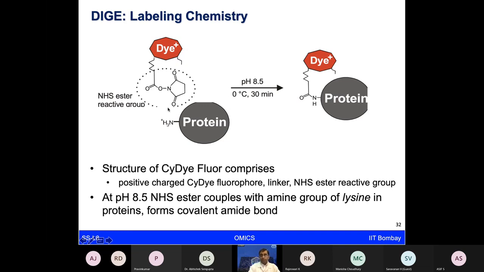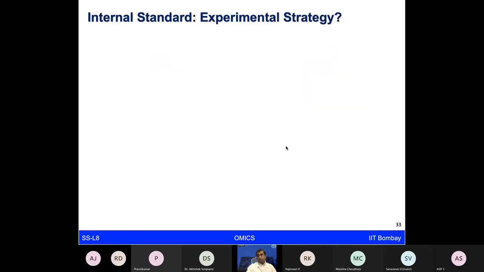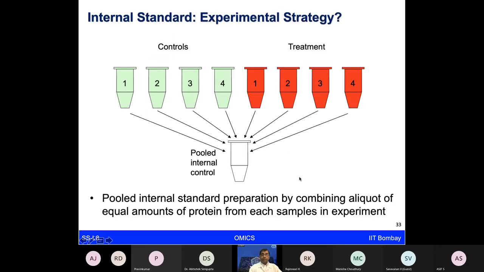But for doing this particular reaction, you are looking at a very specific condition at pH 8.5, cold conditions and 30 minutes of incubation, so that the dye and protein can bind. The binding is actually happening on a very specific amino acid, which is lysine, and it forms a covalent amide bond.